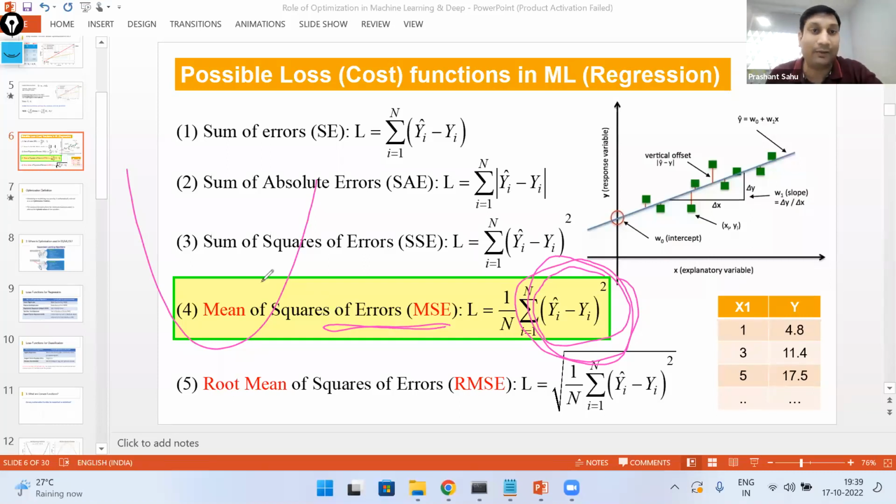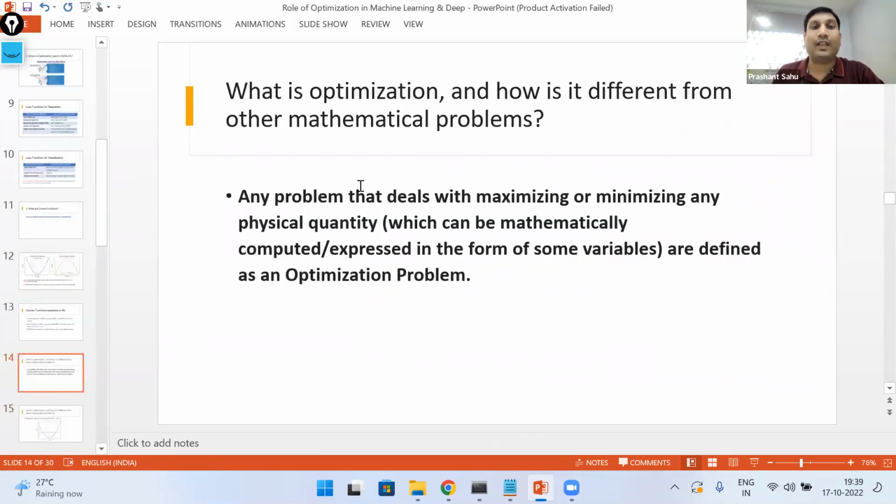I'll demonstrate this in the Python code. Just wait, it is there in the next couple of slides. I'll take a generic equation of a 2-degree polynomial and I'll show you the plot. It comes out as a parabola. So since MSE is a 2-degree polynomial, you can fairly assume that it is a parabola with a minima. So this is clear. So what is optimization finally, and how is it different from any standard mathematical problem? Any problem that finally deals with maximizing or minimizing any quantity, that is your optimization.